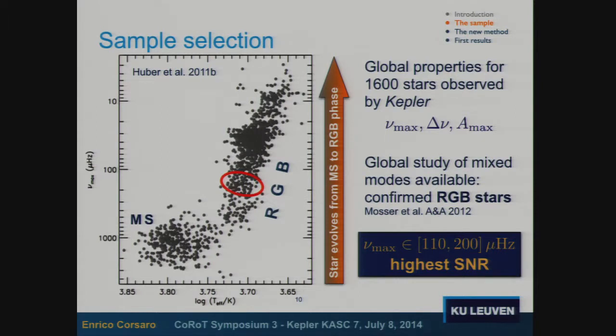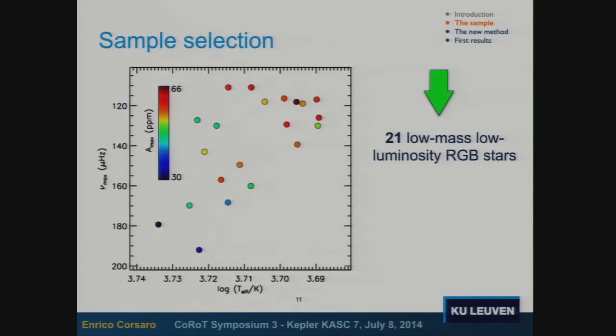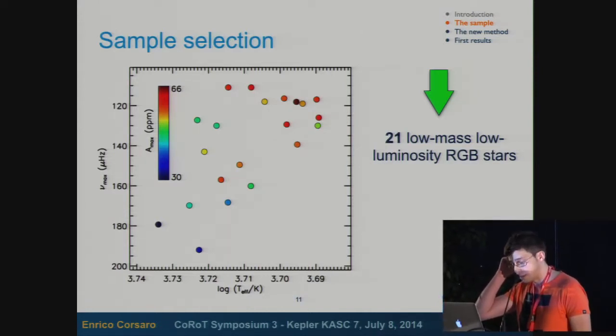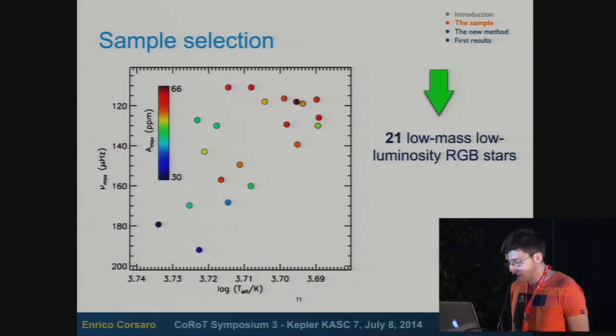So taking only the highest signal to noise ratio stars, we ended up with a sample of 21 low mass, low luminosity red giant branch stars that you see in this diagram as before, where we also have plotted the amplitude in a color scale. So they nearly cover all the range in temperature and nu max.